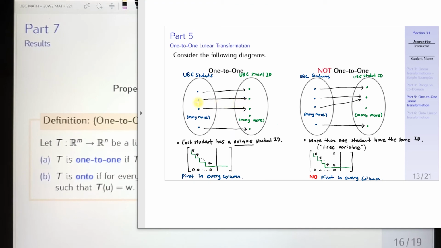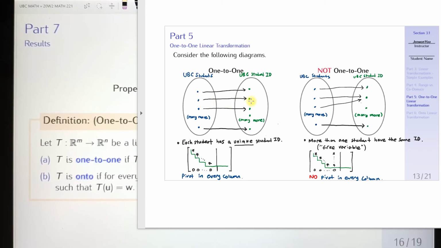However, if this dot represents U and V, say, T of U is this guy, T of V is that guy. When this happens, T of U equals T of V, we must have the condition that U and V must be the same person. Even though they have different names, like someone might call you Jennifer, or some other friend call you Jenny, still same person having exactly same UBC ID.